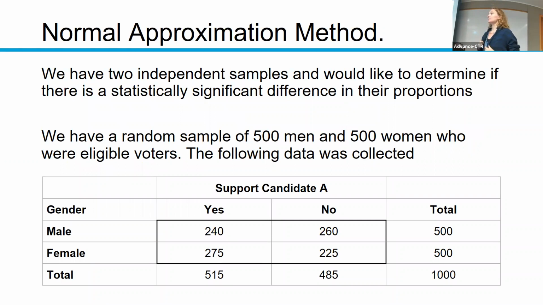Using the same data, we have two independent samples, which is different from having two independent events. We would like to determine if there is a statistically significant difference in their proportions. Is the proportion of males who support candidate A significantly different from the proportion of females who support candidate A?